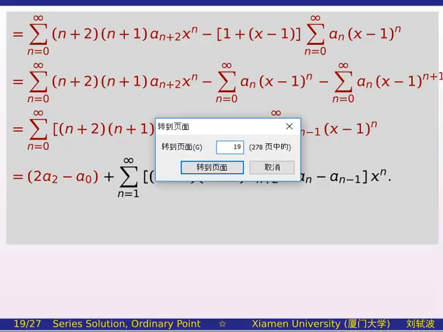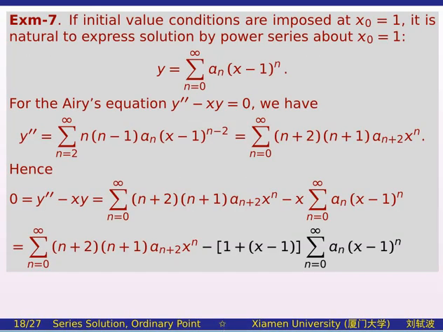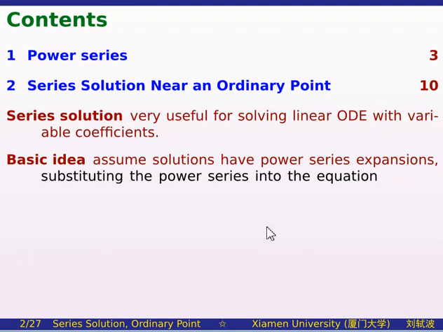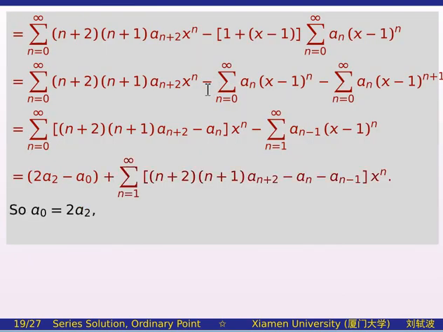The left hand side is 0. Therefore, we conclude that 2a2 minus a0 is 0. Therefore, a0 is 2a2, and also this should be 0. The coefficient of (x-1) to the power n for the power series in the last line should be 0.